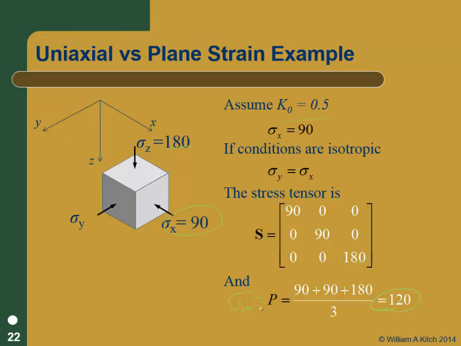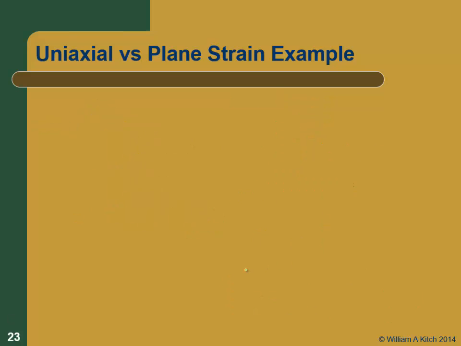Are you with me? So I basically loaded this thing, assuming I have K naught conditions, so there's going to be some strain in horizontal directions such that I get half the stresses in x and y directions are equal and equal to 90. There's my stress tensor, there's my mean normal stress. Let's do the same thing under plane strain conditions, assuming that I have K naught in the x direction, but in the y direction I have no strain.